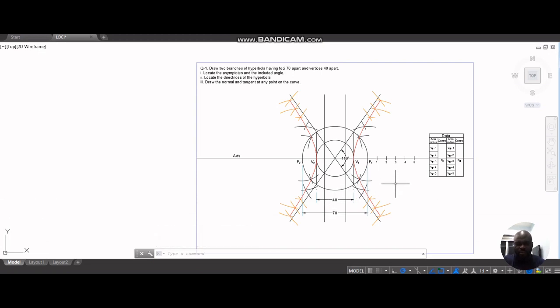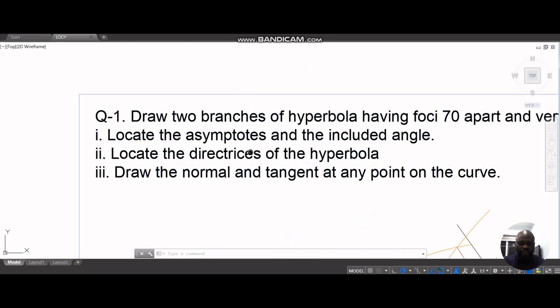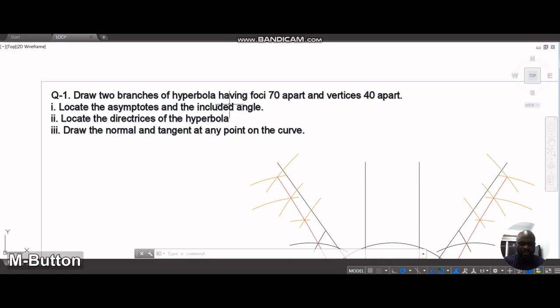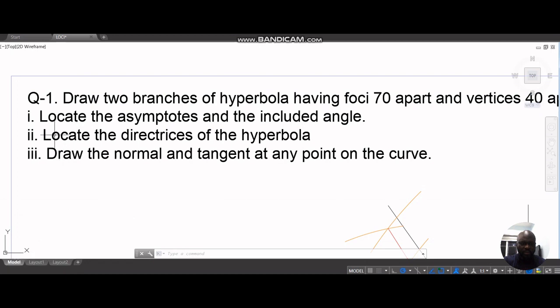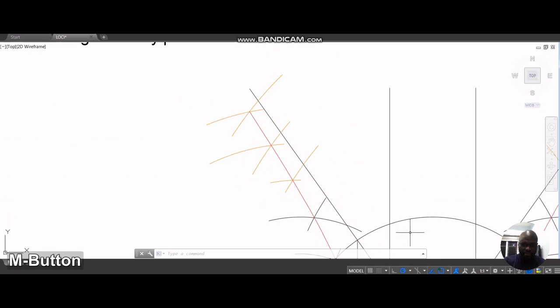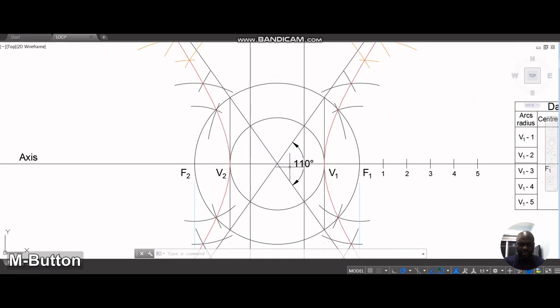This is how to draw two branches of a hyperbola having foci 70 apart and vertices 40 apart. We were asked to locate the asymptotes and the included angle. We've done that. We were asked to locate the directrices of the hyperbola. We've done that. The next thing to do is to draw the normal and tangent at any point on the curve. This is pretty easy as well.